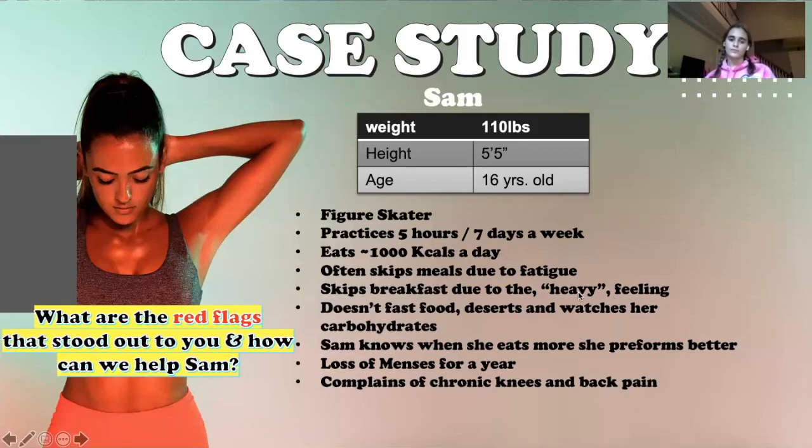Because she says she feels heavy, we don't want to encourage a heavy full meal. That doesn't go along with her. She watches her carbohydrates, but our body's main fuel source is carbohydrates. We want to work on encouraging eating more so she can eventually get her period back, in order to help out her knee and her bone health.